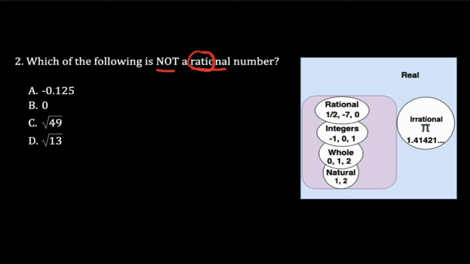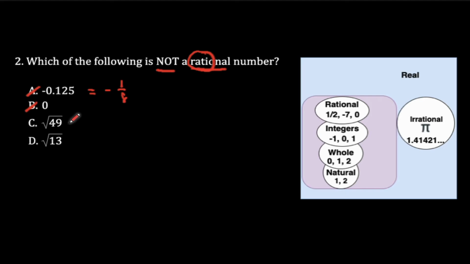So starting with A, we have negative 0.125, and you're probably aware that this is equivalent to negative 1/8. So this is a ratio. So answer choice A is out. 0 can be written as a ratio. Remember, 0 over 1 is the same as 0. So this is the incorrect answer choice.